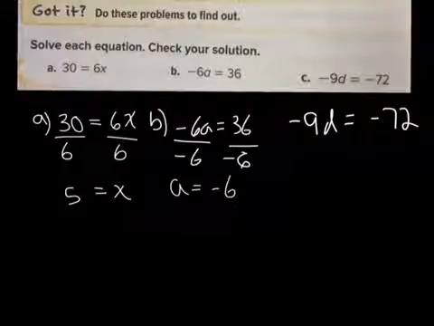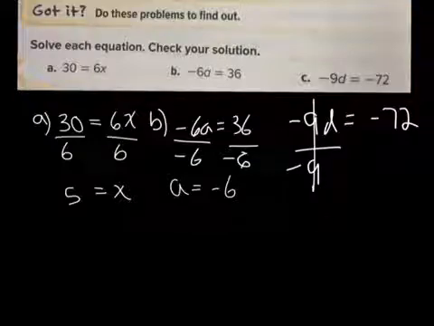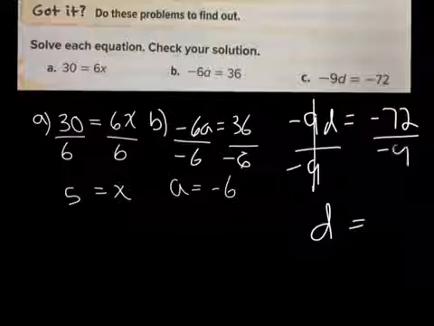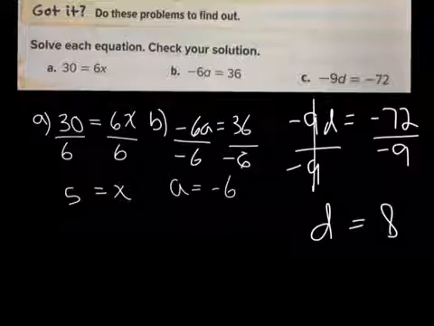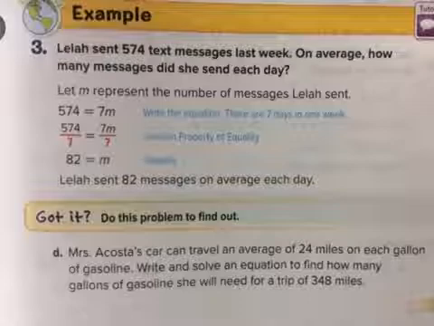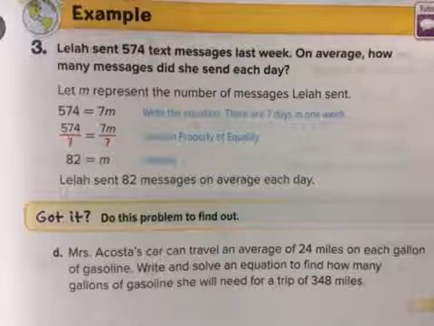Okay, negative 9d equals negative 72. I'm going to divide out the negative 9 from this side, so it cancels it out, and I have just d left. And I do it from this side as well, negative 9. And negative divided by negative is going to give me a positive, and it's going to give me 8. d equals 8.